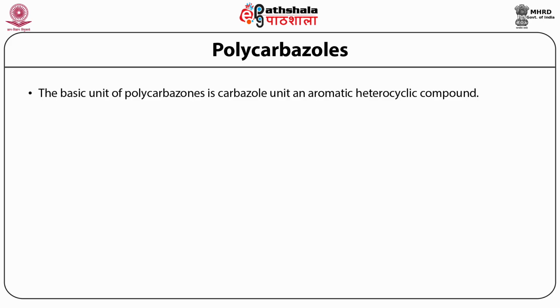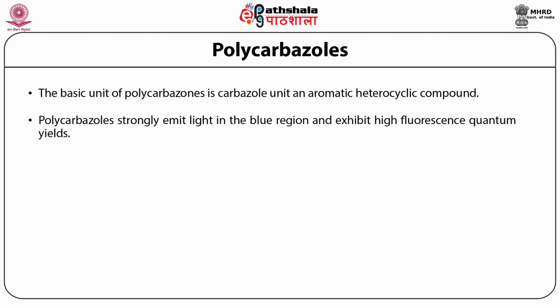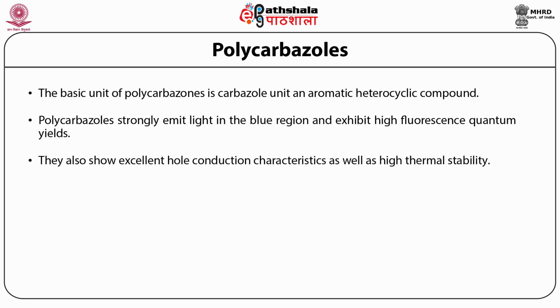The two important derivatives having carbazole units in the main backbone are poly-3,6-carbazoles and poly-2,7-carbazoles. Due to their tunable optical and electrical properties, these are potential candidates for applications in optoelectronic devices such as organic photovoltaics, organic field effect devices, and light-emitting diodes. Polycarbazoles also emit strong light in the blue region and have high fluorescence quantum yields. They also show excellent hole conduction characteristics as well as high thermal stability.